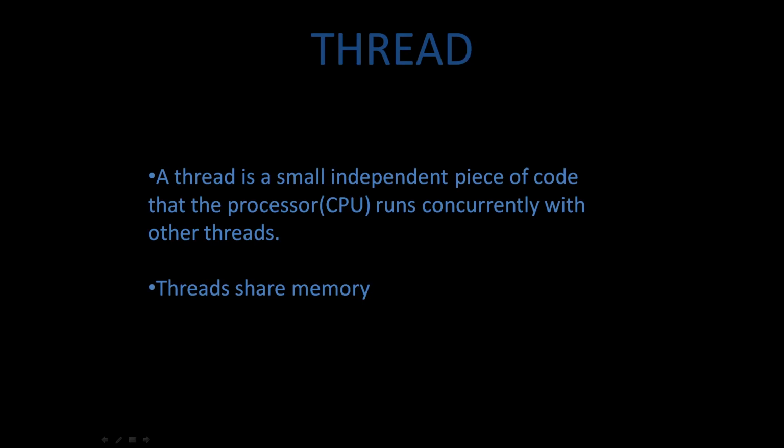So what are threads? A thread is a small independent piece of code that the processor or CPU runs concurrently with other threads. The classical example would be you have one thread for a main game loop that runs constantly, and you have another thread for a chat system that can accept messages from other people. It's going to sit there and wait until something happens, like receiving the data for the chat and displaying it to you. And one thing to know: the more threads you have, the more memory you're going to need, because all the threads share memory.